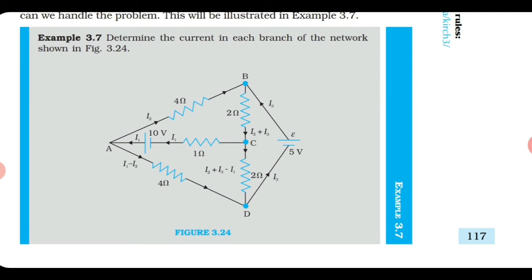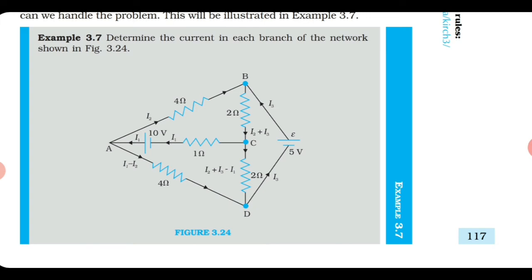Now determine the current in each branch of the network shown. So this is a complex one. Here also the current is shown as a part of the solution. Whenever a Kirchhoff's problem is given, your first step is to mark the direction of current. How to mark the direction of current? Wherever you see the cell, from the positive of the cell, you start a current.